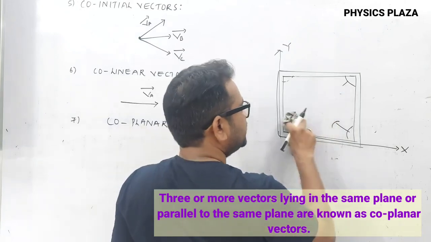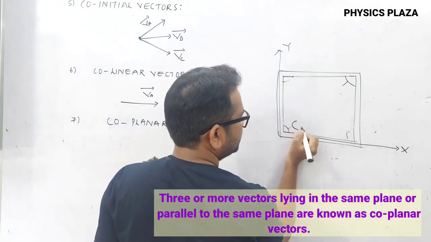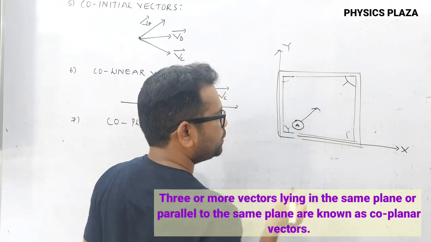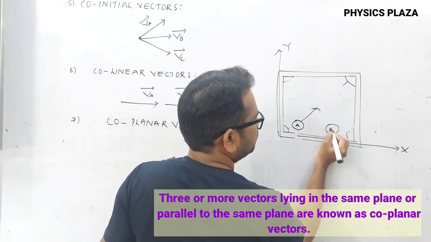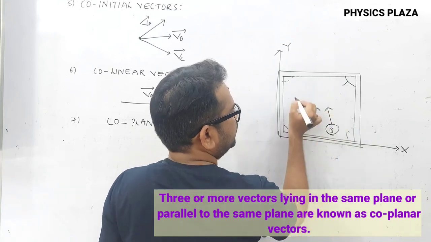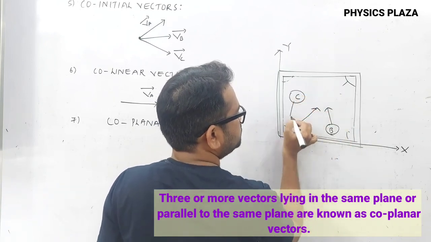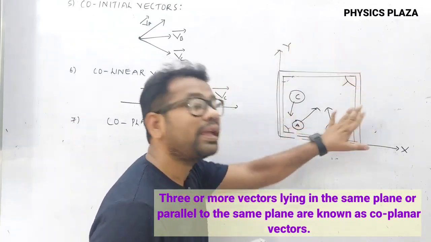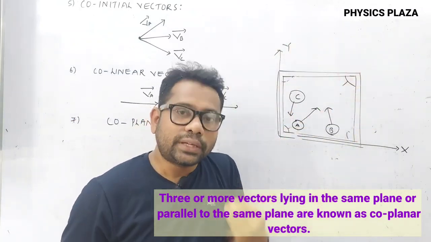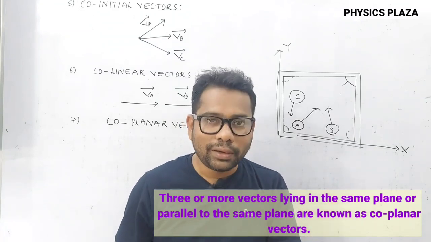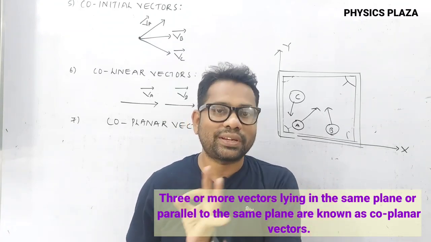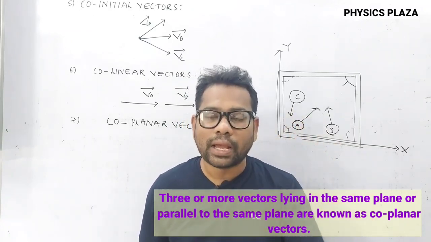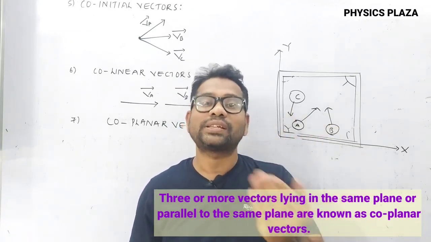Let us say here one coin is there. Let us say coin A is moving in this direction, coin B is moving in this direction, and coin C is moving in this direction. Whatever may be the direction, children, they are in this plane only. So the vectors which belong to the same plane are called coplanar vectors. Which means, children, they should lie in the same plane, either xy plane, yz plane or zx plane.